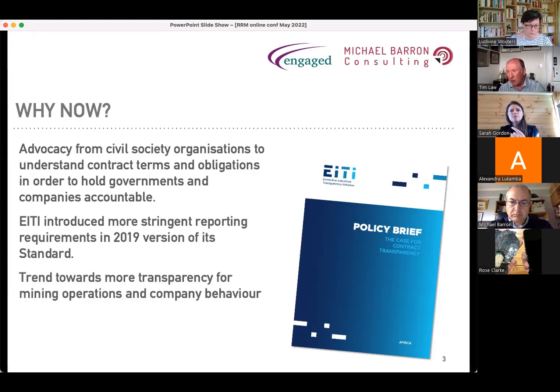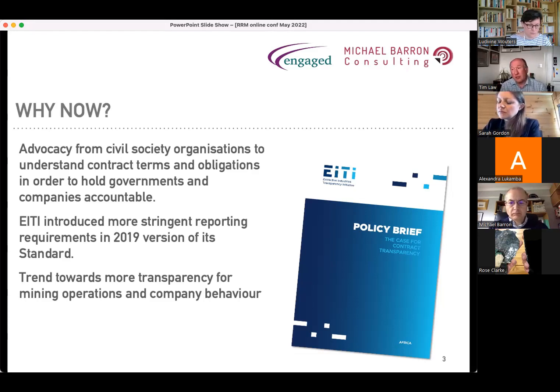There's also an ongoing trend towards more transparency in mining operations and company behavior. I mean, this is something that we've seen for 20 years or more in terms of scrutiny of companies in the mining sector, whether it's around their tax behavior, their corporate social responsibility, environmental impacts, and I suppose, most importantly, license to operate. And one of the key links in that license to operate chain is, well, what actually is it that businesses are having to commit to, and are they fulfilling those commitments? So that's kind of the landscape of contract transparency and what it means.